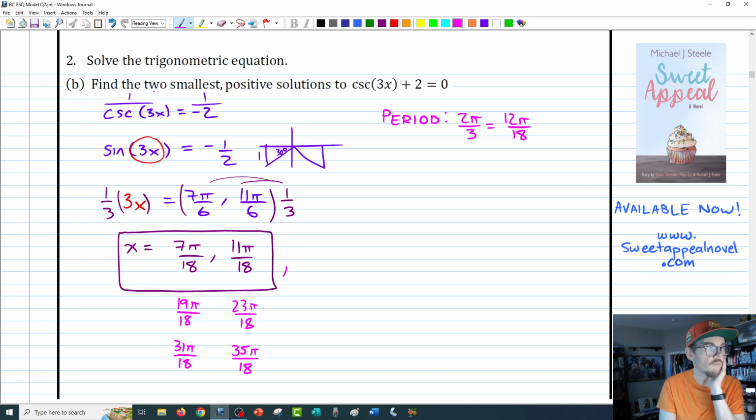But that's not what it asked for. It wanted the two smallest positive solutions. So, hey, we're done.